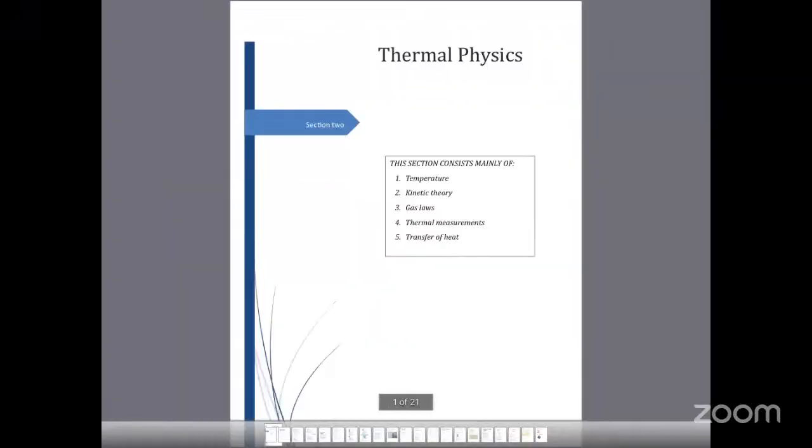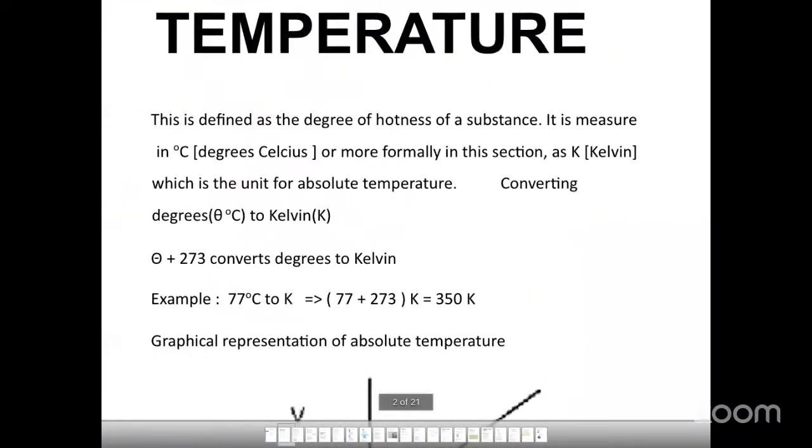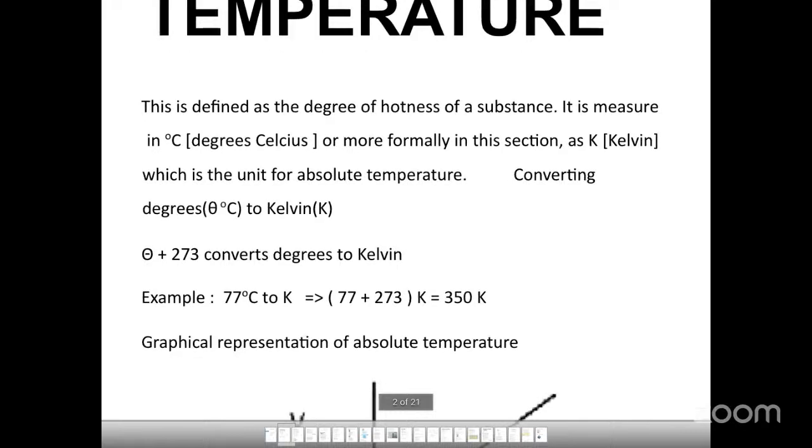First part of the handout, they talk initially about temperature, right? So you should be able to define temperature, and you should be able to take temperature in degrees and convert to Kelvin and vice versa. All right. So quick little definition there. Temperature is defined as the degree of hotness of a substance.